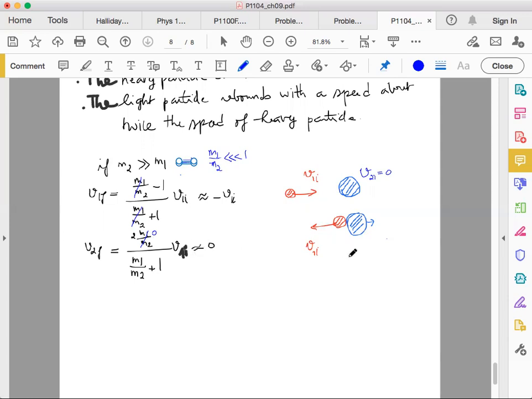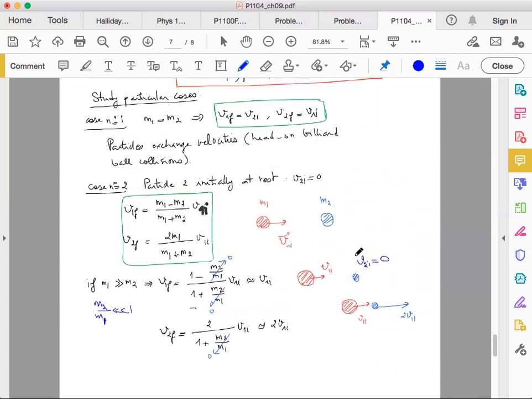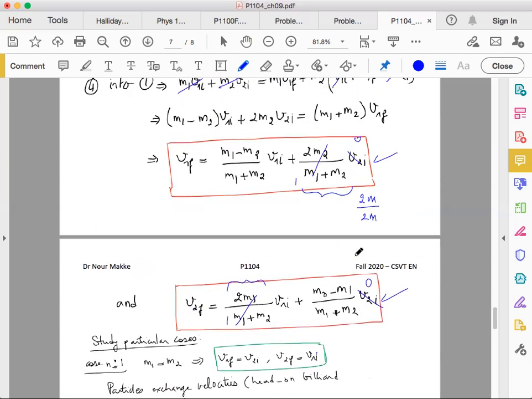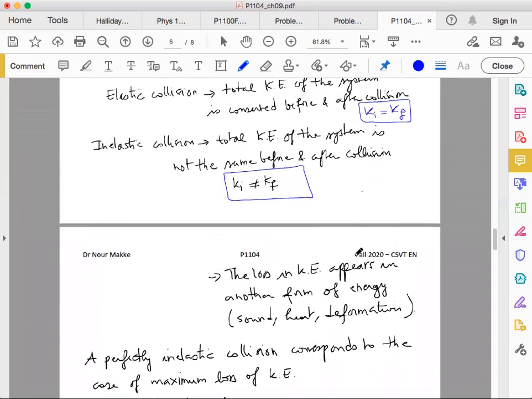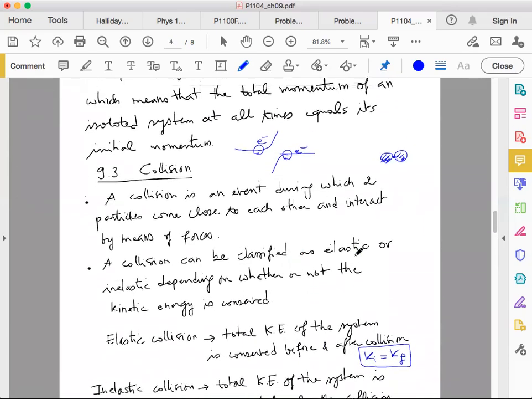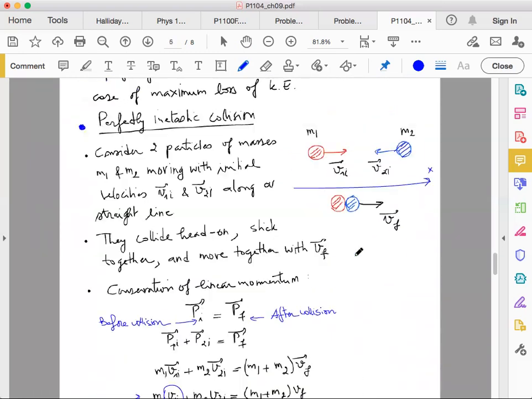So this is it about the collisions. What you need to know from this chapter is the definition of the linear momentum, the conservation of linear momentum when you have an isolated system, and you need to know what is a collision, the type of the collision, and how do you get the final speed of the particles before and after the collision through the equations that we have seen in this section.